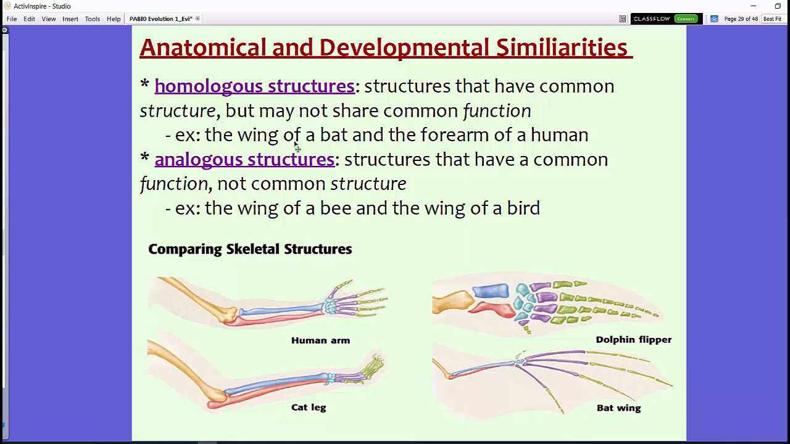We also see analogous structures, and these are structures that have a common function, but not a common structure. An example here would be the wing of a bee versus the wing of a bird. Both of them fly, so that's where we come up with the common function. But the structure of a wing of a bee and the wing of a bird are definitely not similar to each other.